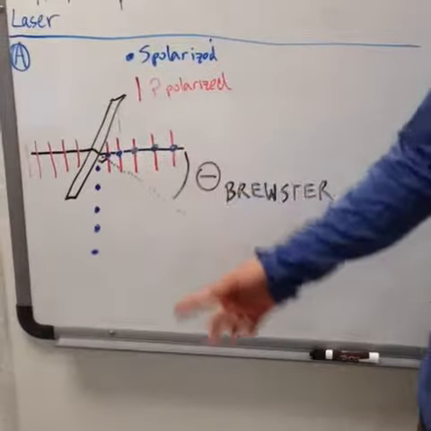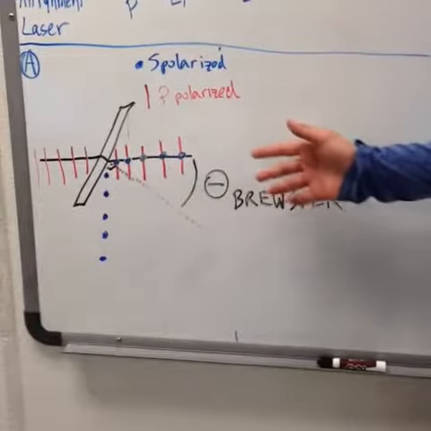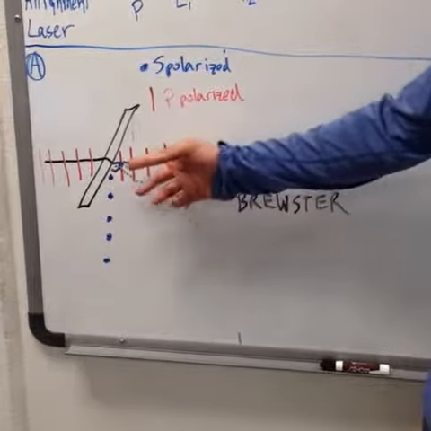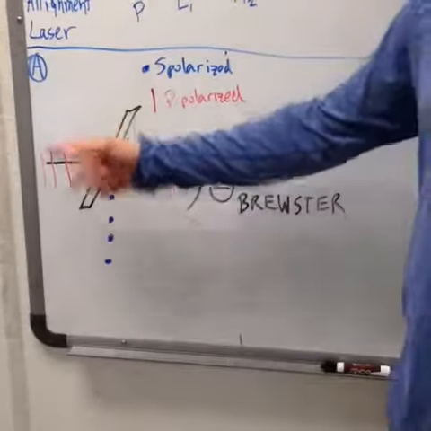A Brewster mirror was used to isolate the p-polarized light. So the unpolarized light from the laser comes through, and the S-polarized light is reflected off, and the p-polarized light is transmitted.